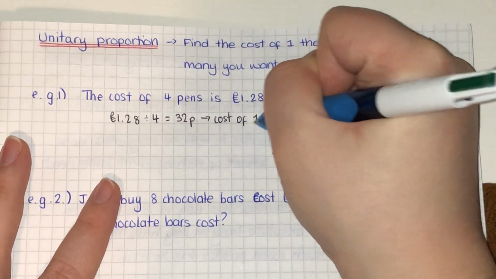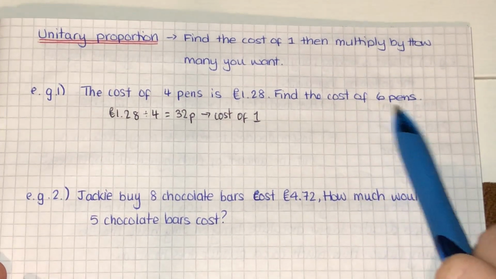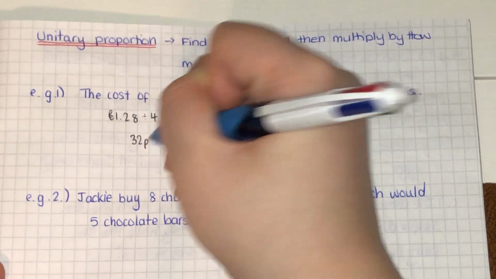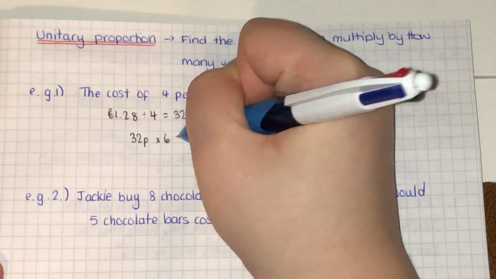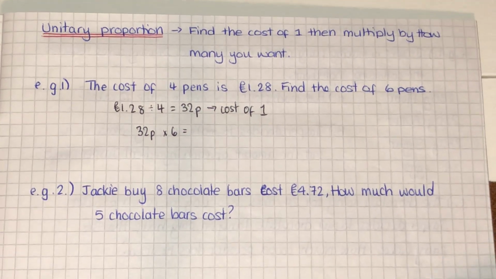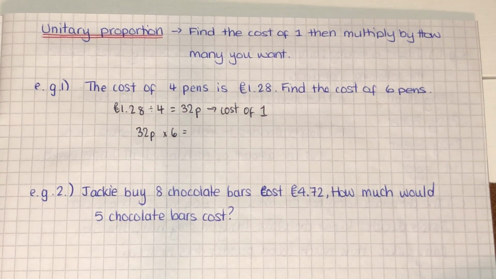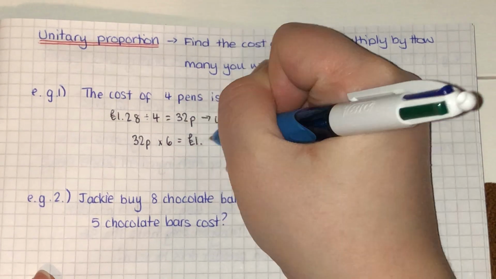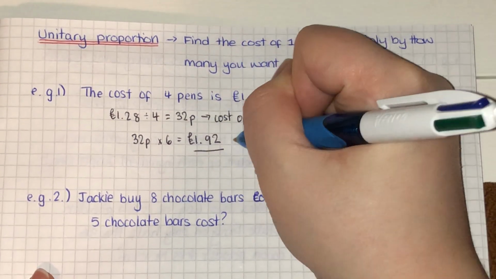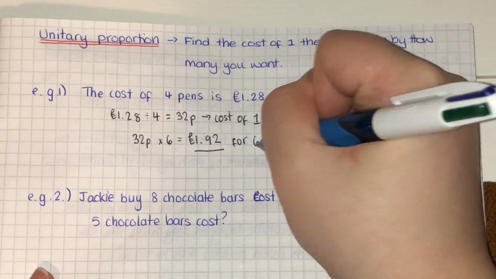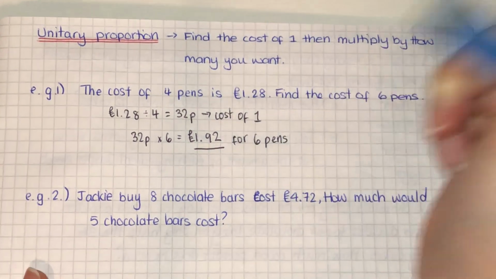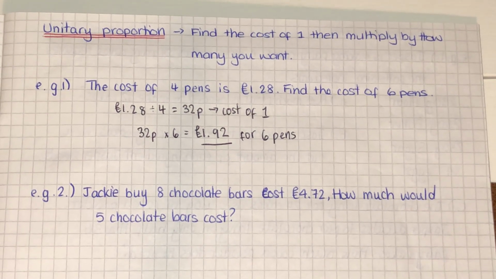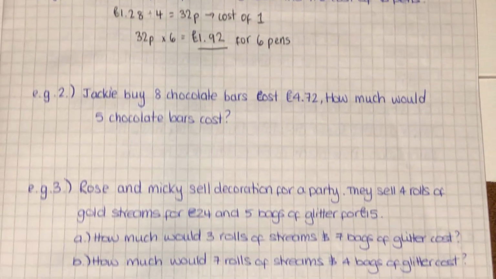Cost of 1. Okay, in the question it asks that we have 6 of them. So what we do is we multiply the cost of 1 with 6. £1.92, I think. Let's check. £1.92. Okay, and that's the final answer. So that is the cost for 6 pens. Okay, now it doesn't get too much harder than this. Sometimes they can just add a bit more words, but other than that, they're nice questions.